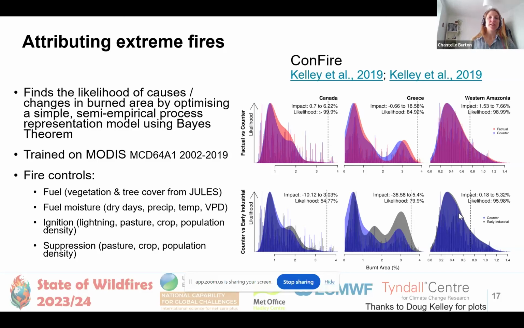And the fire controls that go into the model include fuel moisture, ignition, and suppression, and it's been trained on MODIS burned area data. So again, in each case, we can see an increase in the impact on burned area for Canada, Greece, and Western Amazonia, but a likelihood that direct human forcing, or land use change and population, for example, is offsetting some of that change due to climate change.